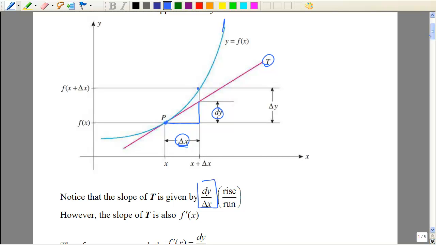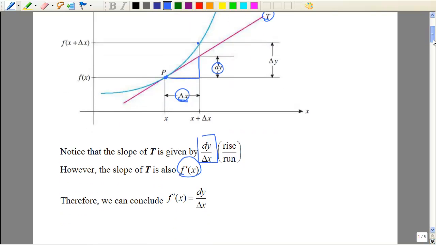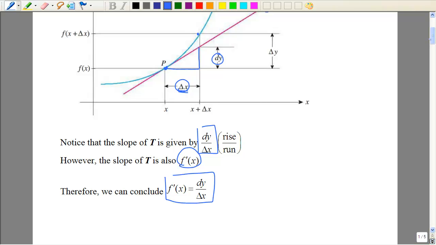However, the slope of the line is also called the derivative. So since those are equal to each other, we conclude the derivative is dy over delta x. Now, as delta x changes, dy and delta y become closer and closer in approximation. If I can call this space dy, I can also call that dx. That's not going to change.